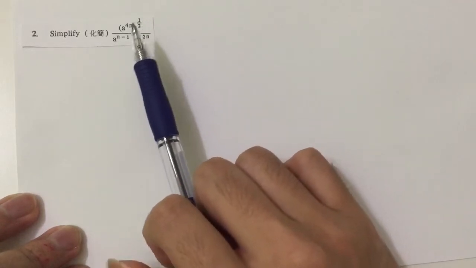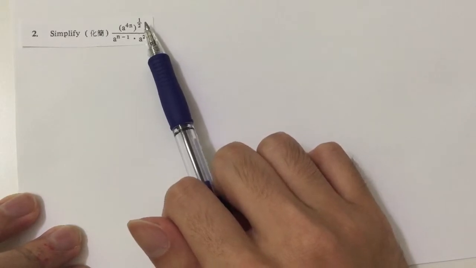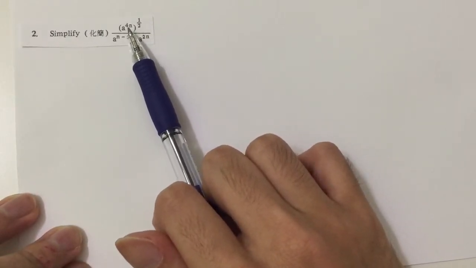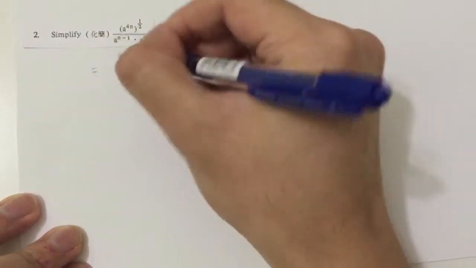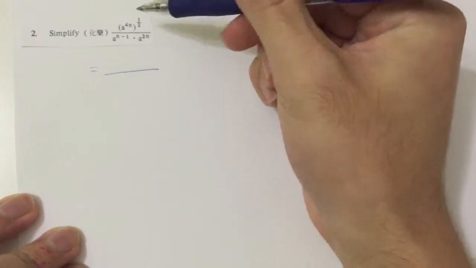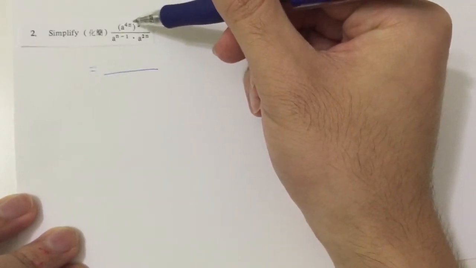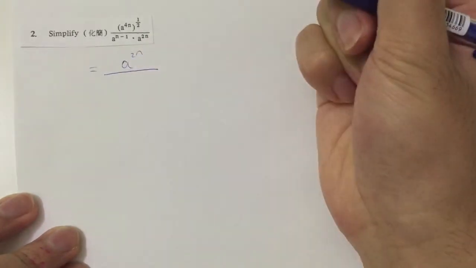You see, the top side has a to the power of 4n, but it has a power of half on top. So, what we do is we multiply both indices together. What we write is 4n times half. Well, half of 4n is obviously 2n. So we write a to the 2n.